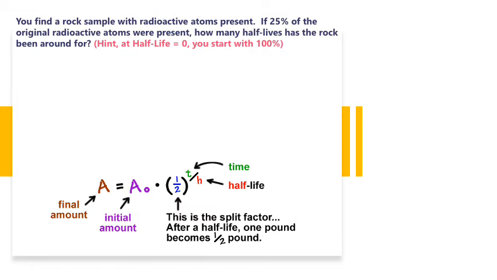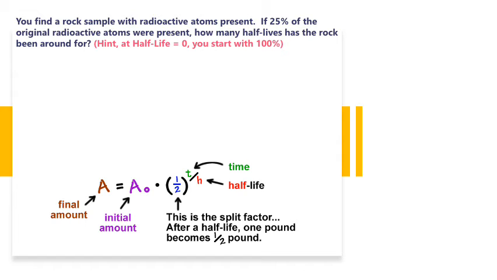Alright, so I have the equation on the slide again. Again, I'm just showing this to you, but you don't need it for this question. But there are some others that will pop up where you will need this equation, so I have it there so you can familiarize yourself. But the question says you find a rock sample with radioactive atoms present. If 25% of the original radioactive atoms are present, how many half-lives has the rock been around for? It's a weirdly worded question. I should have edited. Oh well.